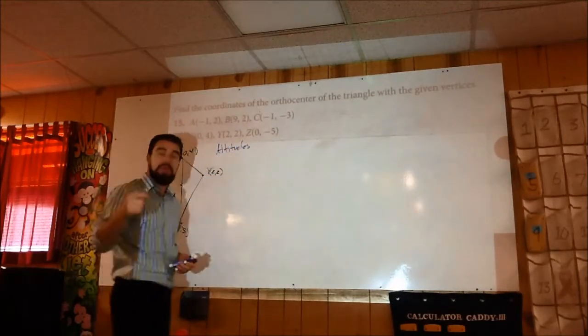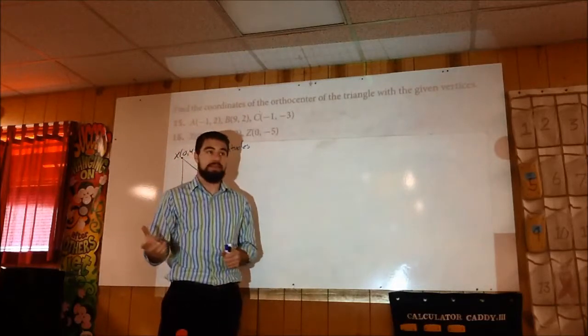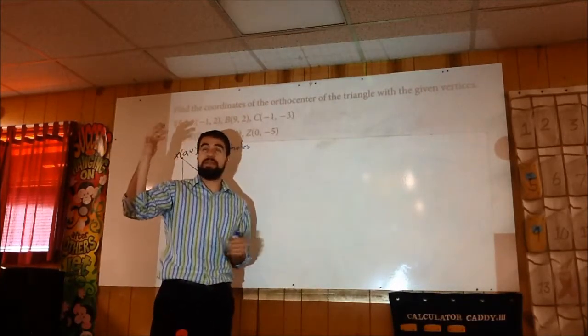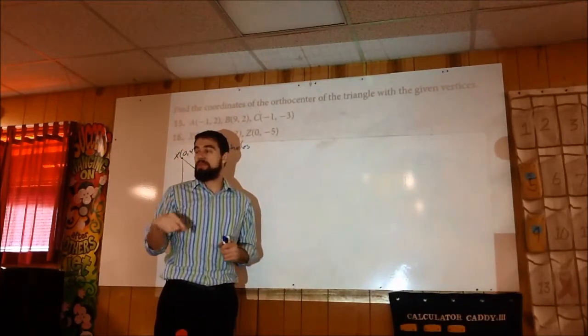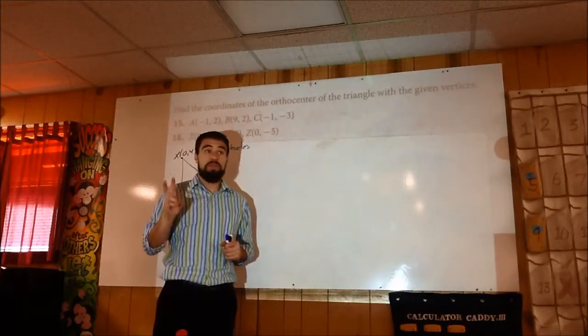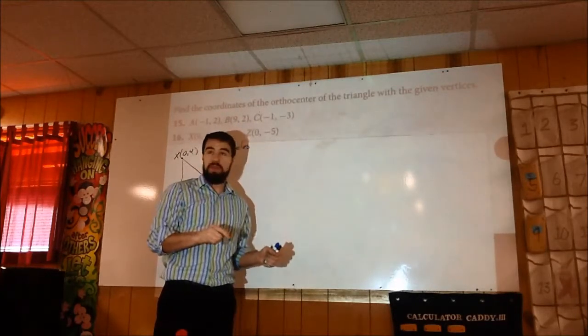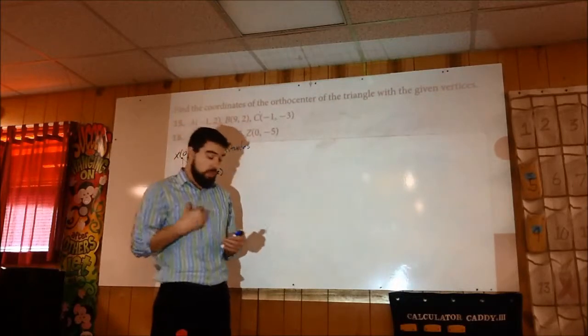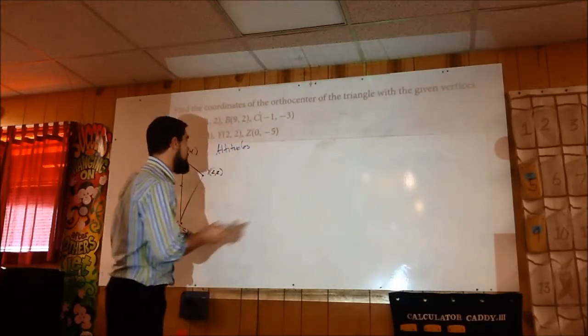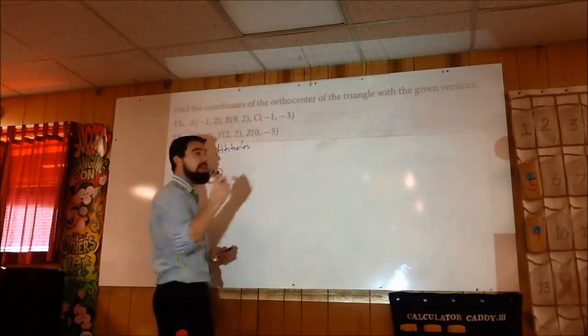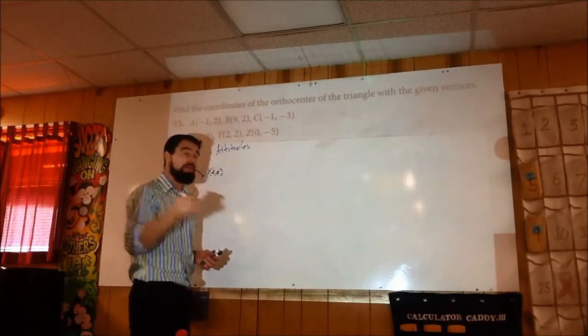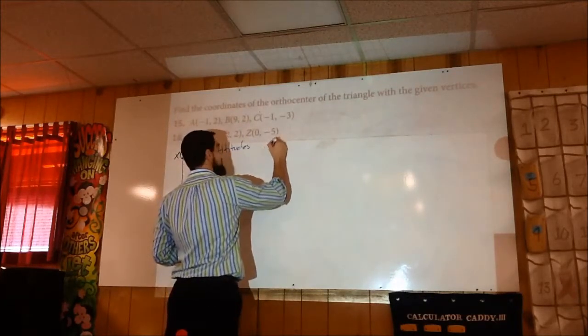Then you need to run through your head, well, what's the definition of an altitude? Well, it goes from a vertex to the opposite side and is perpendicular to that opposite side. So that's the two facts. I know the point that it goes through and I know the slope. So this is just how I solve a lot of these problems. Since I know that these altitudes have to start at the vertex, I just write those points.